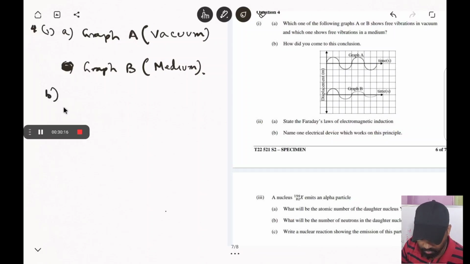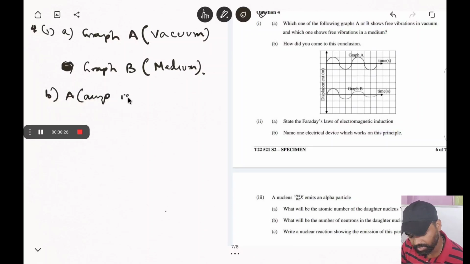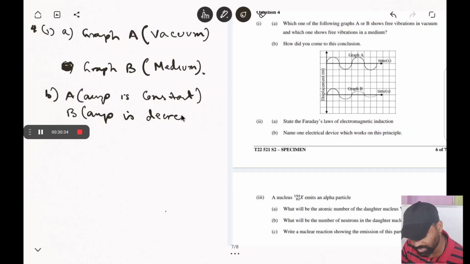Now B, look, question number B. How did you come to the conclusion? I told you just now what happened. For graph A, the amplitude is constant. Look over here. And for B, amplitude is decreasing. Yes or no? This is how we came to the conclusion. So number A and B, done.